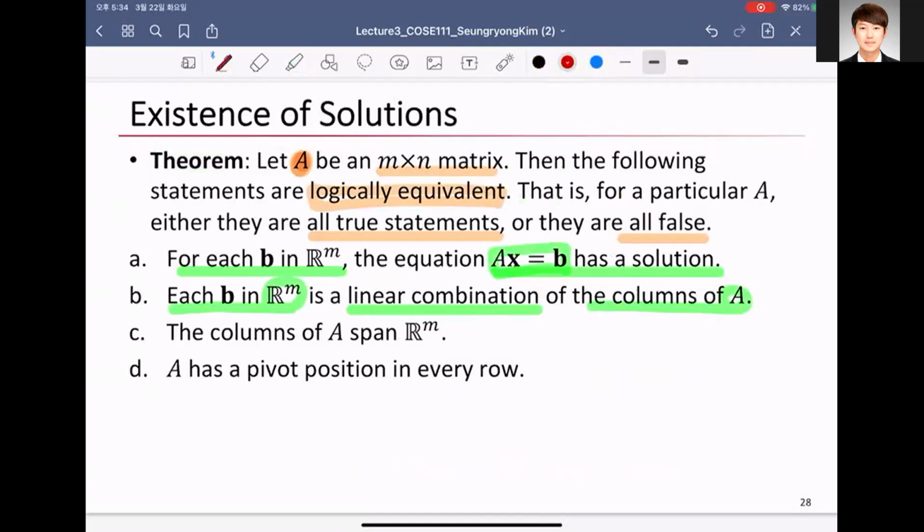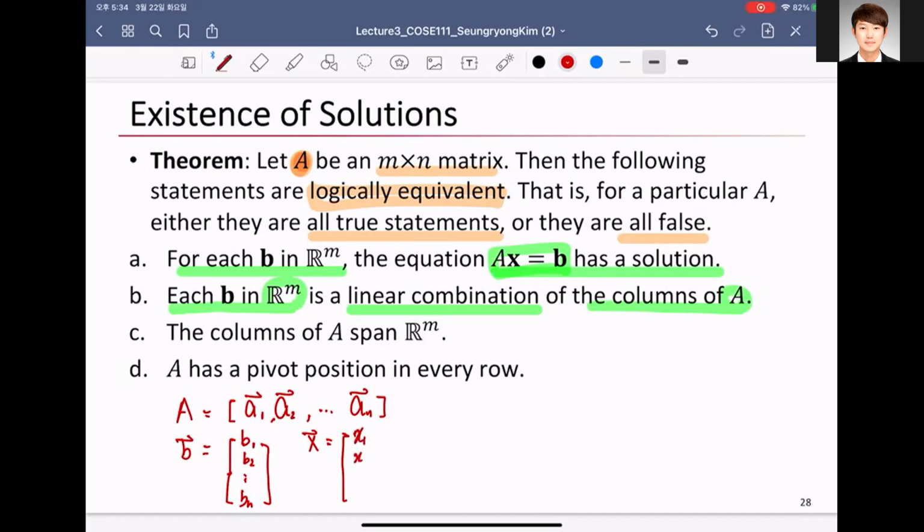Okay, let's write the matrix and vector first. Because matrix A was an m by n matrix, let's suppose that matrix A consists of the column vectors A1, A2, ..., An, and our vector B consists of the entries P1, P2, ..., Pm, and vector X consists of X1, X2, ..., Xn. B is in Rm space, 그렇죠? 이렇게 되는 거죠.